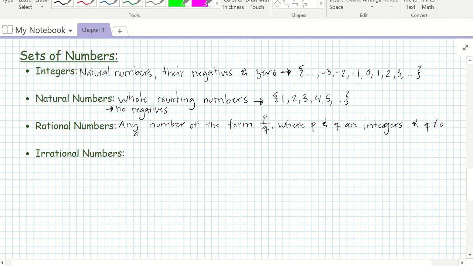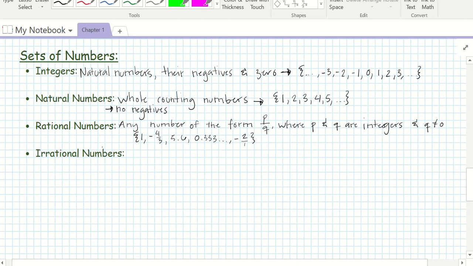Example, so this can be 1, right? Because 1 can be written as 1 over 1. It can be negative 4 over 3. It can be 5.6. It can be 0.333. It can be negative 2 because we can write negative 2 as negative 2 over 1. So all of these are examples of rational numbers.